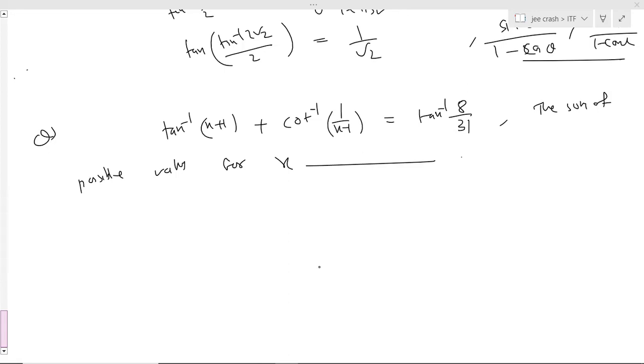You are getting x equals 3. Please check the calculation again. All right. A very simple question. This is tan inverse (x plus 1) plus, I can write this as tan inverse (x minus 1), and this is equal to tan inverse 8 upon 31, right? Reciprocal.